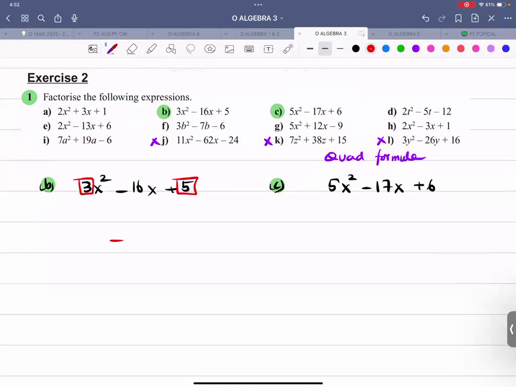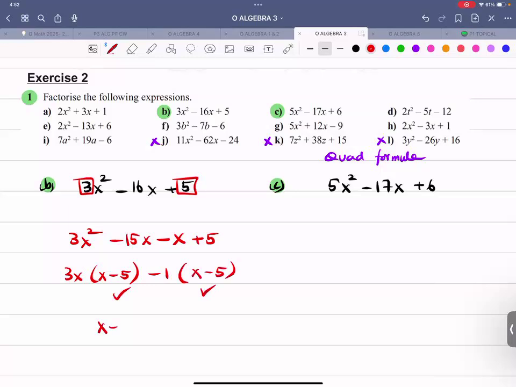So I'll write negative 15x, negative x. That serves the purpose. This is 3x squared. This is plus 5. So 3x minus 5, minus 1x minus 5. These two are the same. So therefore, x minus 5, 3x minus 1.